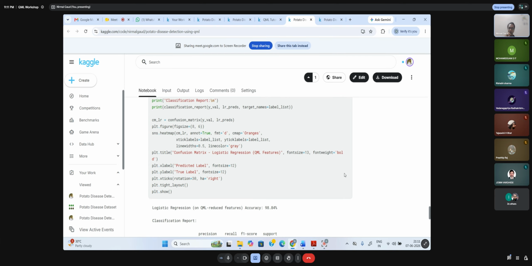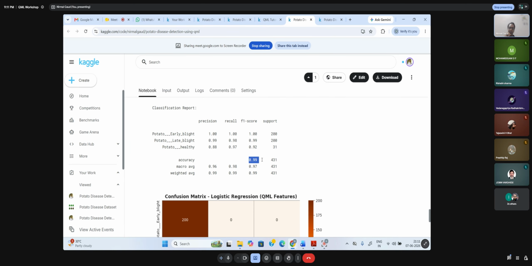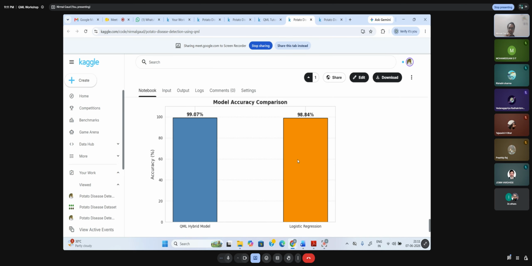I used logistic regression also. With logistic regression, I again got 99% accuracy. But if I compare these two, logistic and the quantum-based hybrid model, the logistic is 98.84, rounded off to 99, and quantum is 99.07. So if you put this somewhere in a research paper, they will tell you that with logistic regression alone you got 98.84. Why did you create this much? You put yourself in trouble, and other people also. Only for how much? 0.06. This is 98.84. This is 99.07. So how much difference have you achieved by this?